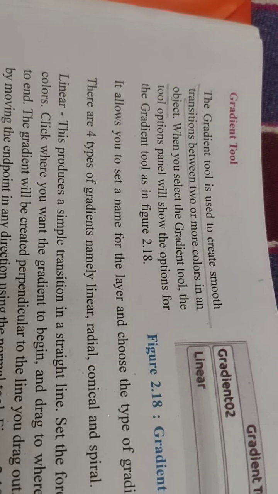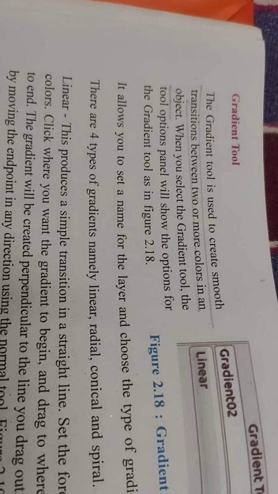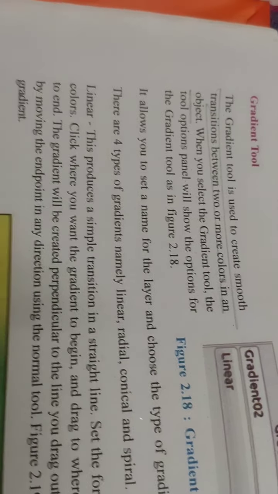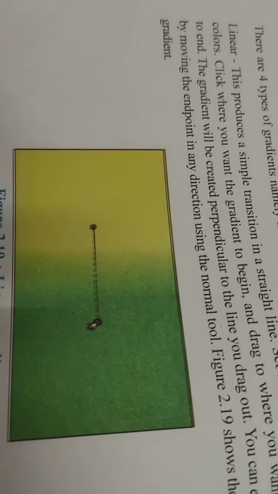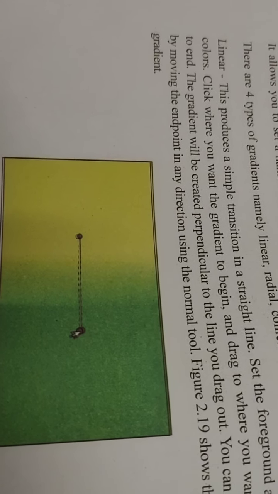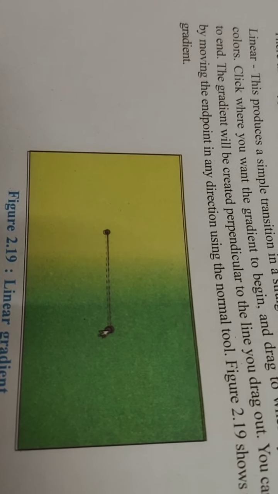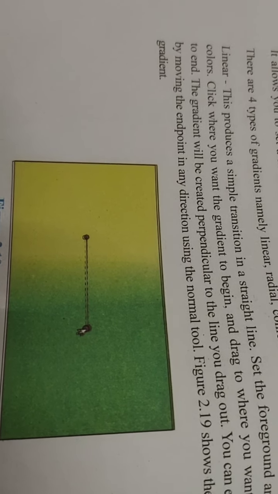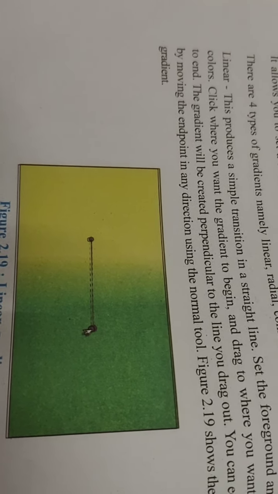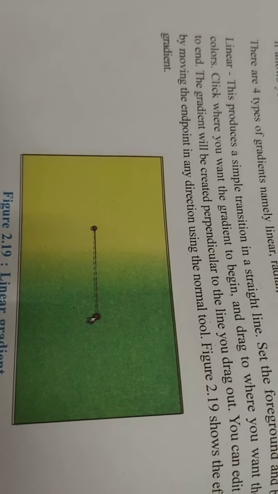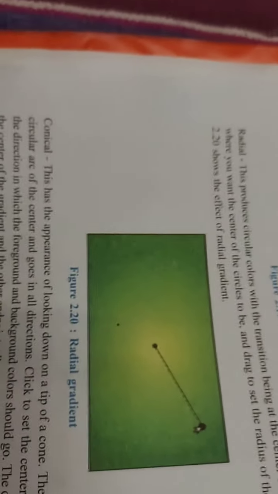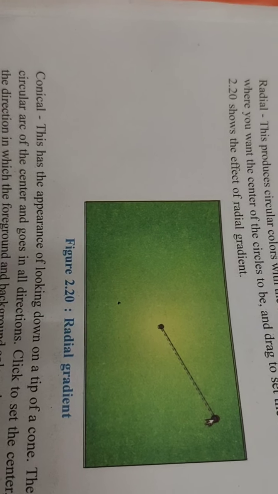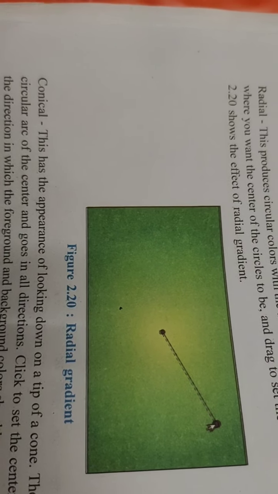Gradient tool. The gradient tool is used to create a smooth transition between two or more colors in an object. If we want two or more colors in the same object, we use the gradient tool. A layer of different colors will be presented for the gradient tool. It can be of any type. First is the linear type, which is in line form. Second is the radial type. This is radial: in the middle is one color and on the outside a different color.